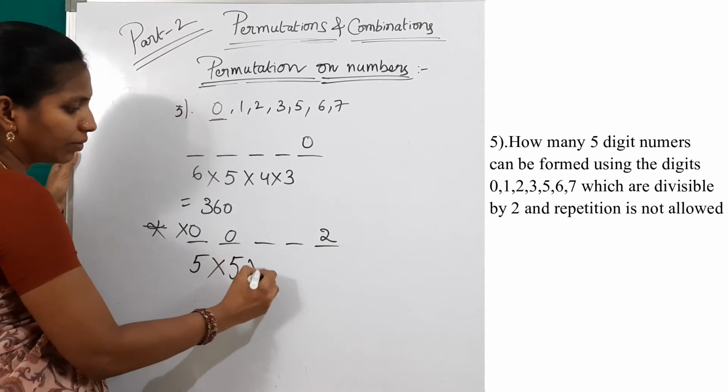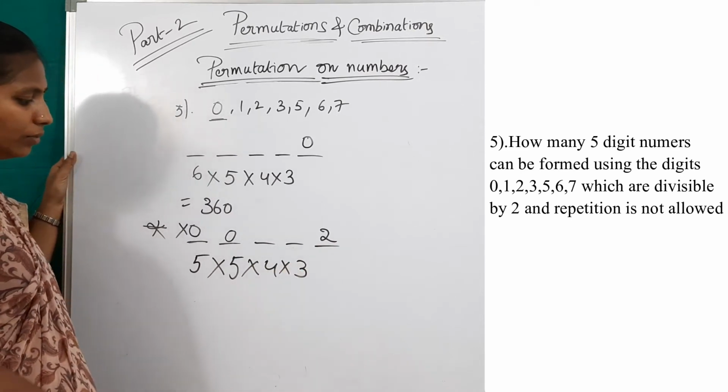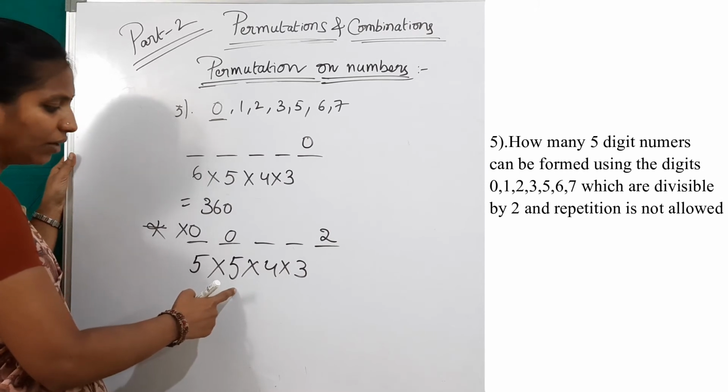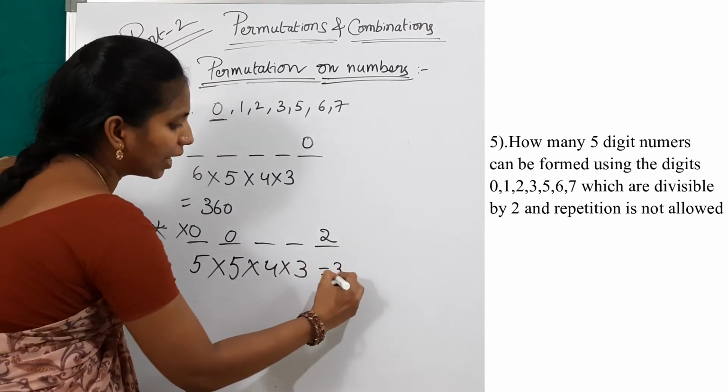5 into 5. Next, 4 into 3. 5 into 5 into 4 into 3. 5 5s are 25. 25 into 4 is 100. 100 into 3 is 300.